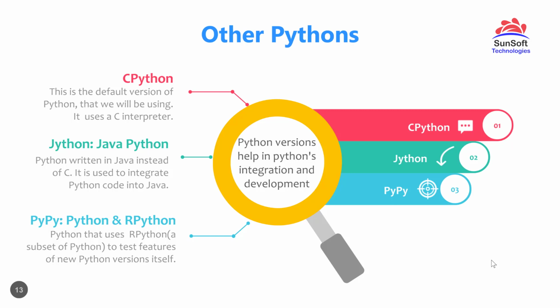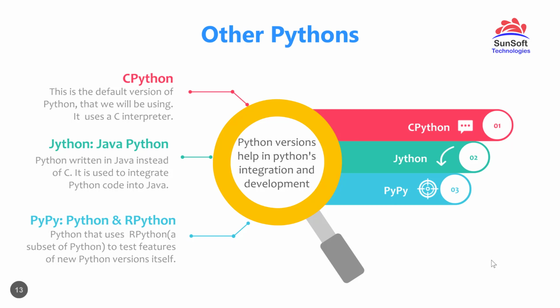Jython or Java Python. Python written in Java instead of C. It is used to integrate Python code into Java applications. When we have complex Java applications and we want to use Python's flexibility in them, then we use Jython. The current Jython implementation only supports Python 2 and not Python 3.